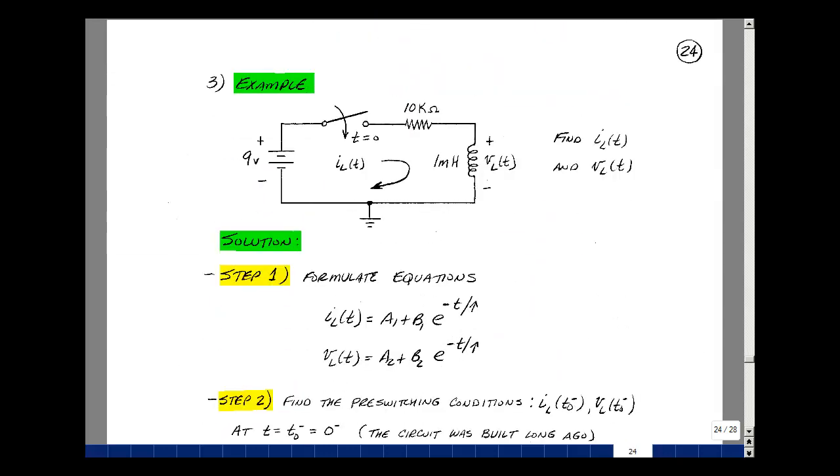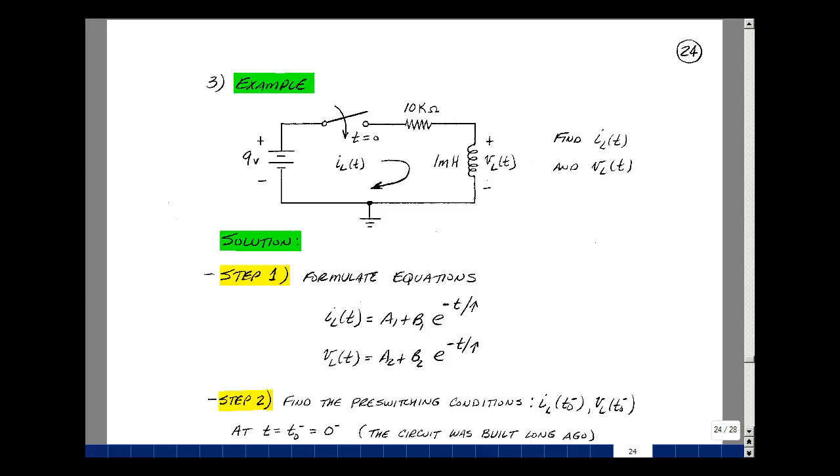Let's do an example. Suppose we have a voltage source, a resistance, and an inductance, and a switch that changes state from an open to a short at t equals 0. Let's solve for the current in the inductance and the voltage across the inductance. We're going to use our algorithm that we had in the previous page. I'll express it again as 6 steps.